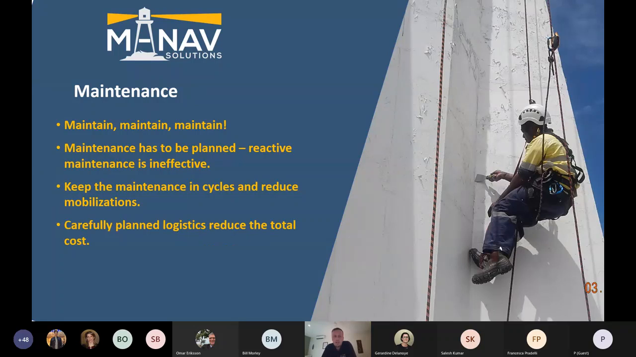And again, carefully plan logistics reduce the total cost. So the more accurately you plan your logistics and your vessel charters, your helicopter charters, the less cost is involved.